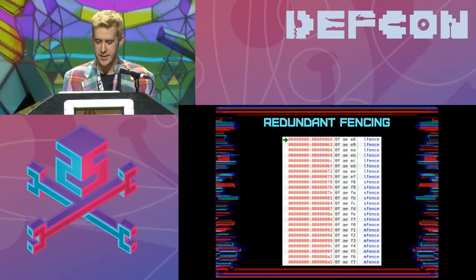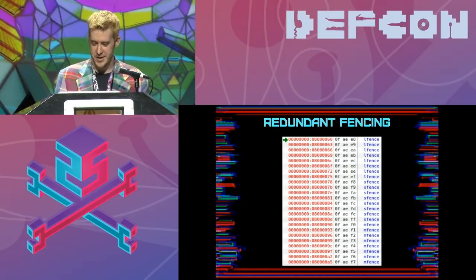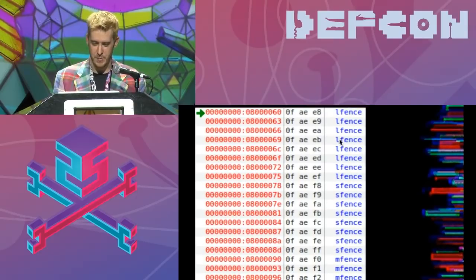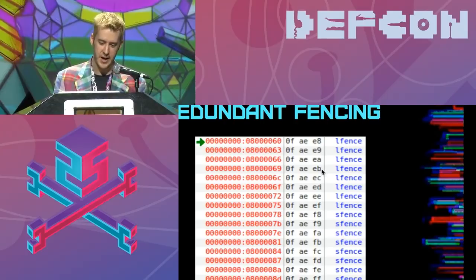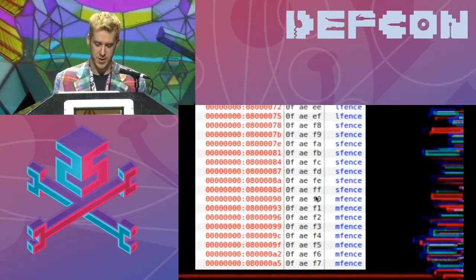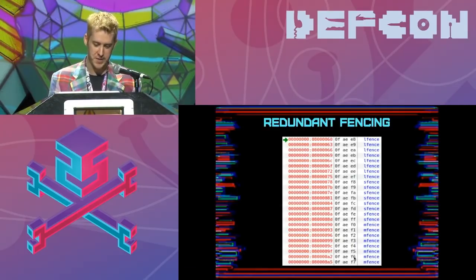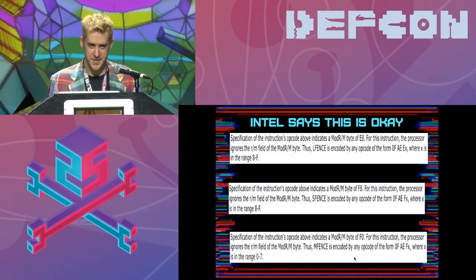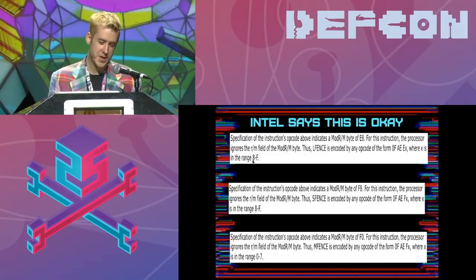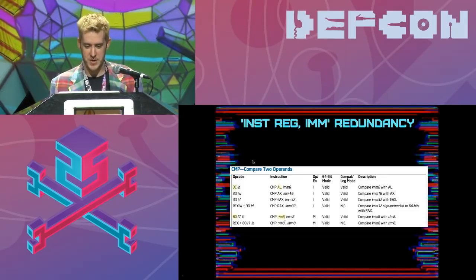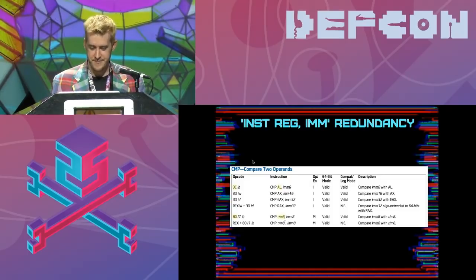But then there's also this. So if I go in here, we have like a bunch of L-fences, and you'll notice that the first part's the same, and then you got E8, E9, EA, EB, and the same kind of thing with other ones. It's like it starts with this F0 and just kind of increments from there. This is normal. This is fine, says Intel. It's not a weird thing that I discovered. Intel says you can do it, so I did it, and it works, and I don't know why it's there, but it works. So you can write some more machine code that you can't in assembly, because assembly is too high level.